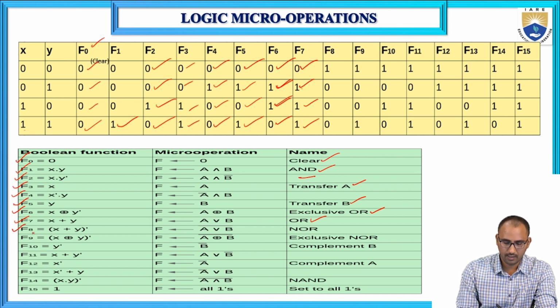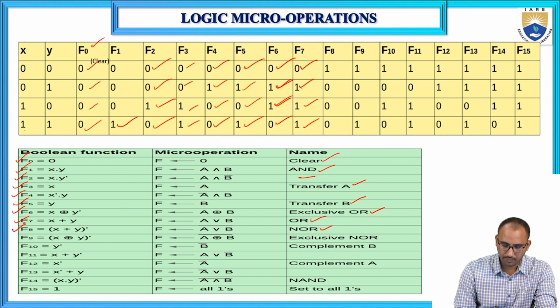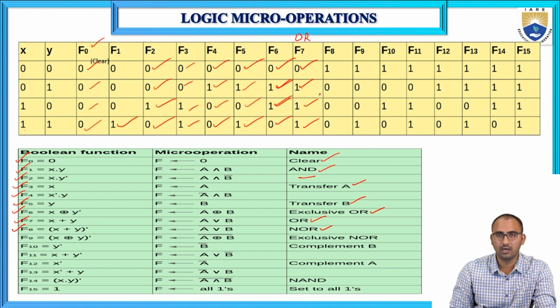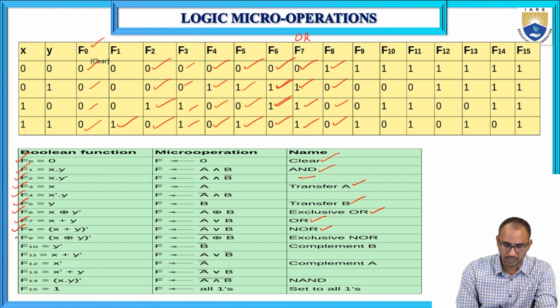Next F8. F8 is x plus y whole bar. That means NOR operation. What is OR operation? OR operation is the F7. If you complement this, then you will get the NOR. So 0 complement is 1, 1 complement 0, 1 complement 0, 1 complement 0. That is F8.